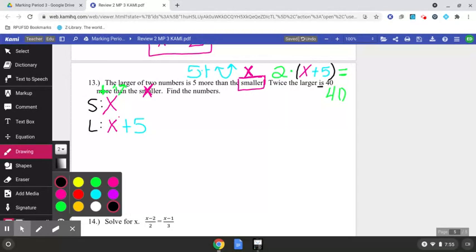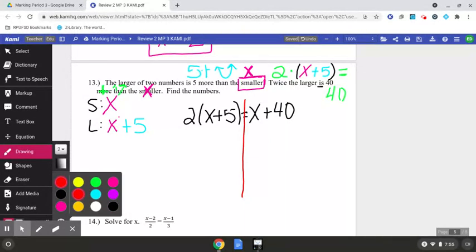So on the left side, I have 2 parentheses, x plus 5, equals, and now I have a switch word, so I'm going to put the x first and then the plus 40. Okay, well, now we can solve this. It's just a regular equation.